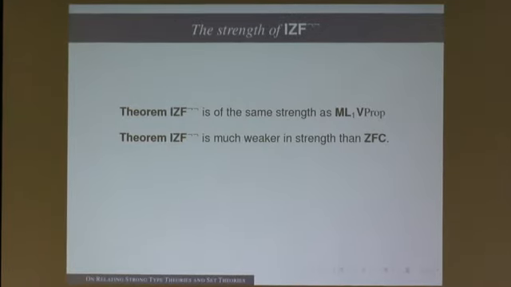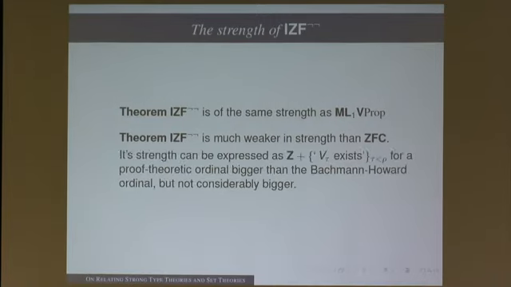Okay, and it turns out that this theory is much weaker than ZFC or ZF. And the strength can be characterized in terms of Zermelo plus iterations of power set. You have to go beyond the Bachmann-Howard ordinal, but not that much. It depends also on other ingredients. So here we have a set theory, this kind of negative IZF, which has actually a much, much lower consistency strength than ZF.